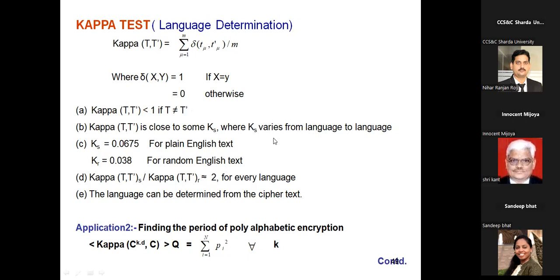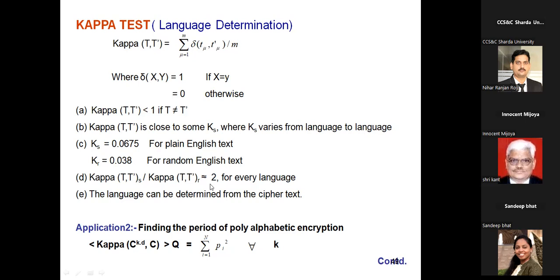For English language, the kappa is fixed. This is 0.0675 for plain English language text, and kappa is 0.038 for random English text, the cipher English text. If you divide this by this, it is approximately equal to 2 for every language. It means this kappa mathematics gives you values about 2 for each language. KS will differ, KR will differ, but their ratio will be around 2.